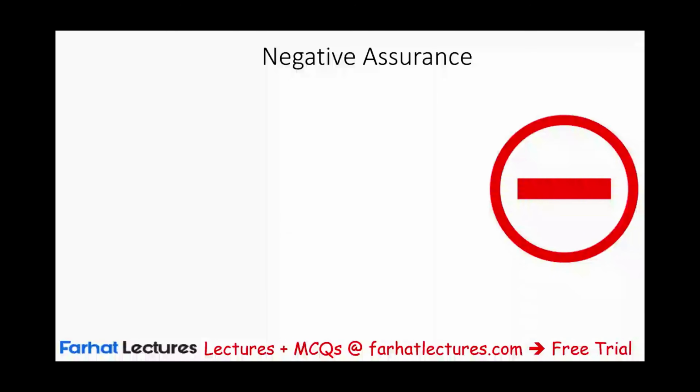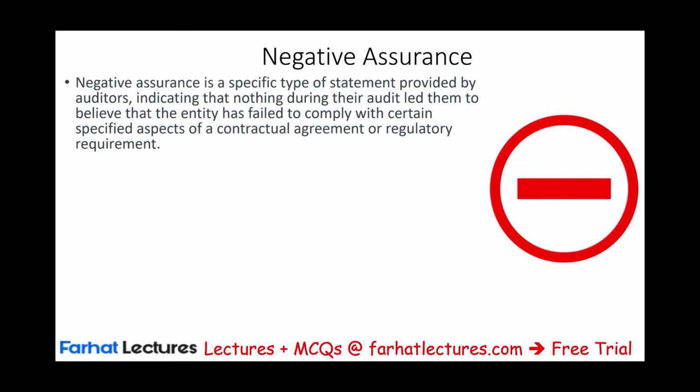A little bit more about negative assurance. We need to be comfortable in understanding what negative assurance is. Negative assurance is a specific type of statement provided by the auditor doing what? Indicating that nothing during their audit, their review, their examination led them to believe otherwise. Once you say negative, it means whatever we were doing, we didn't find anything to make us believe that the entity failed to comply with certain aspects of a contractual agreement or regulatory environment.